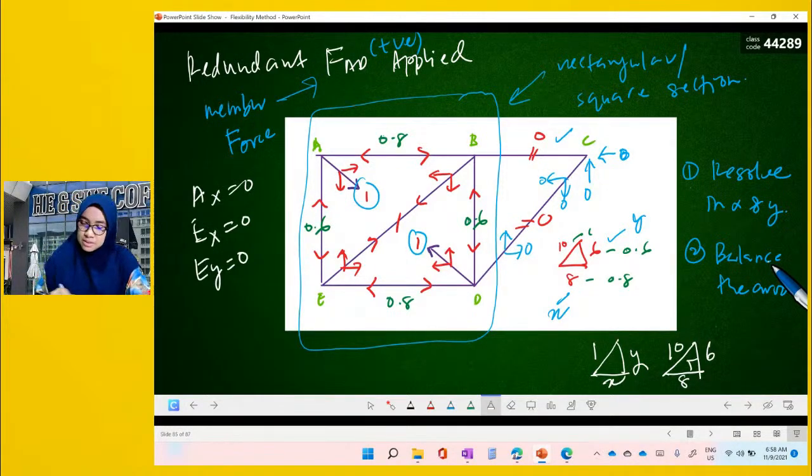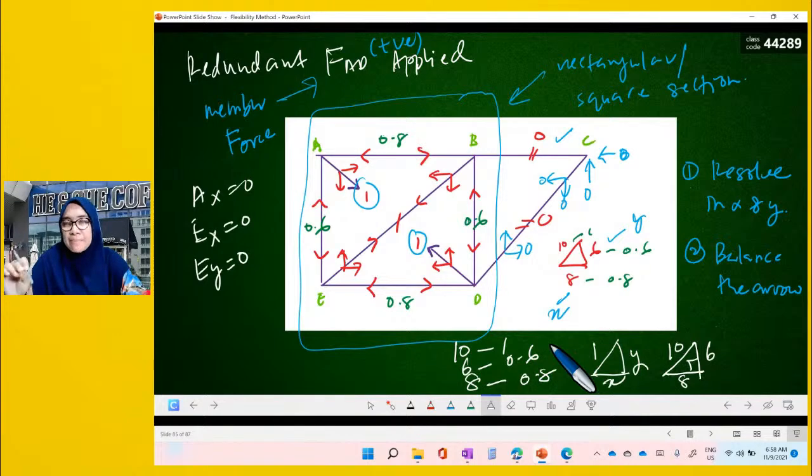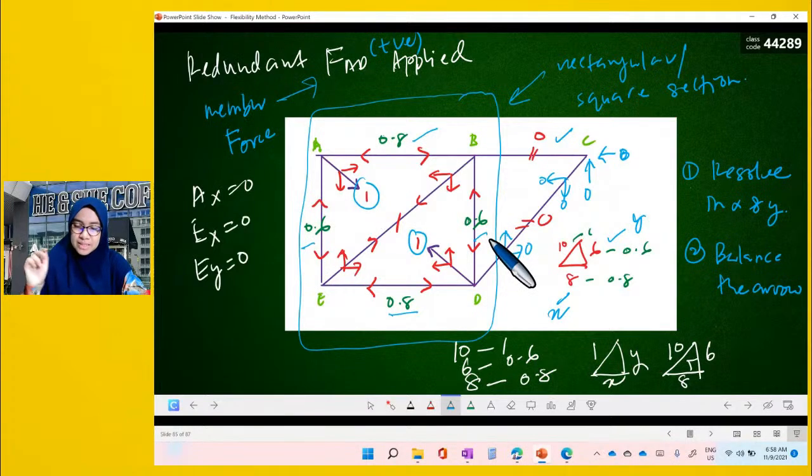To do this interpolation, if 10 is equivalent to 1, then 6 is equivalent to 0.6, and 8 is equivalent to 0.8. So that is why for all the member forces which are horizontal, the value is 0.8. And for all vertical members, the value is 0.6.